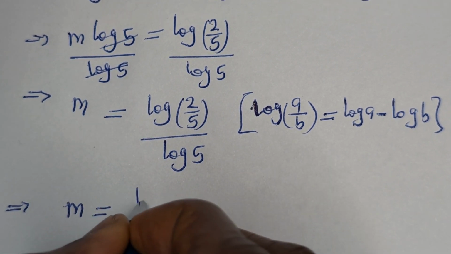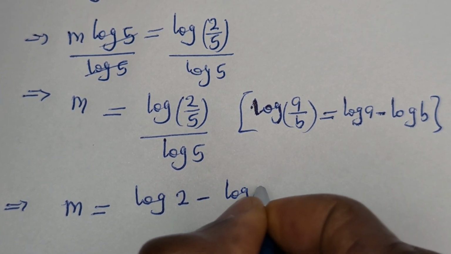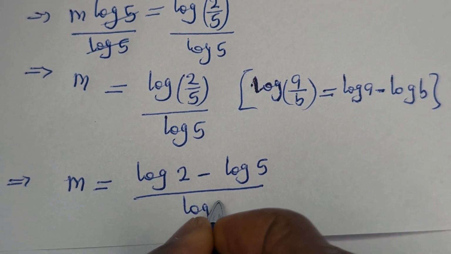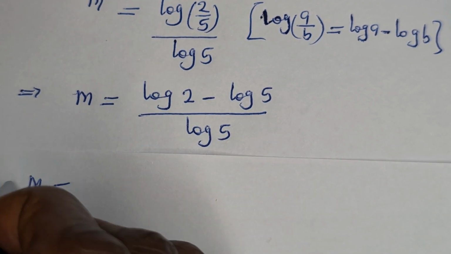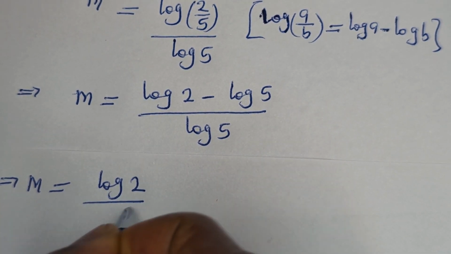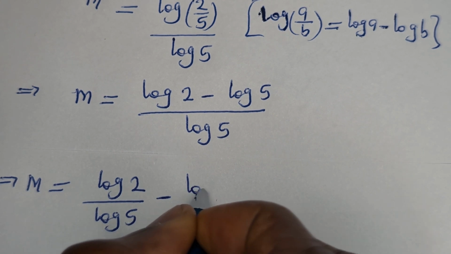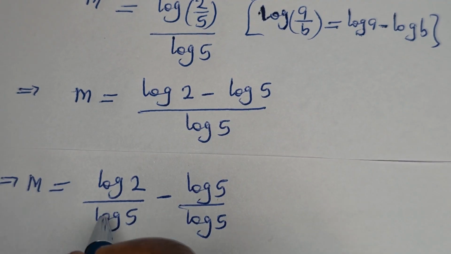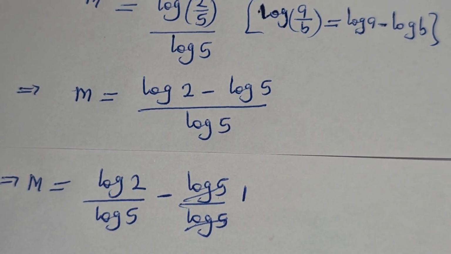M is equal to log 2 minus log 5 over log 5. M is equal to log 2 divided by log 5 minus log 5 divided by log 5. This log 5 cancels log 5. That is 1.